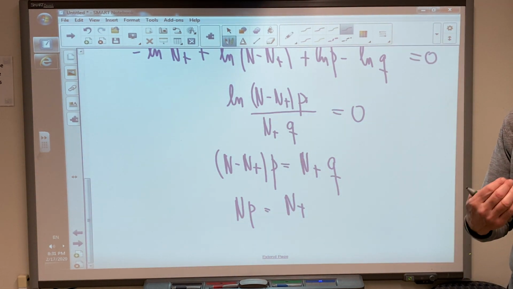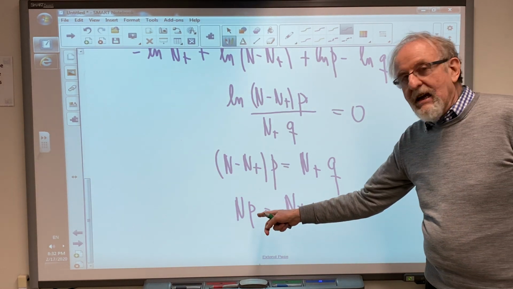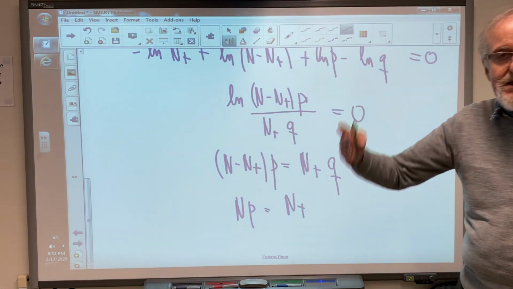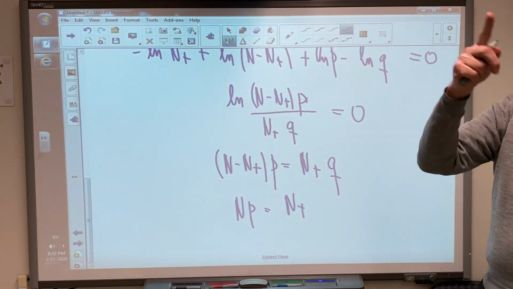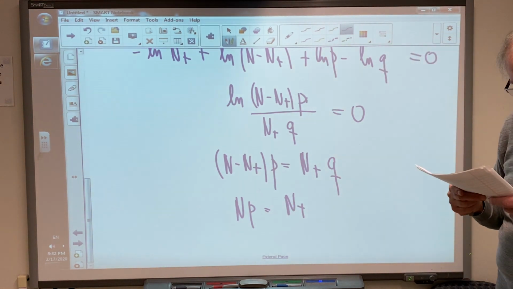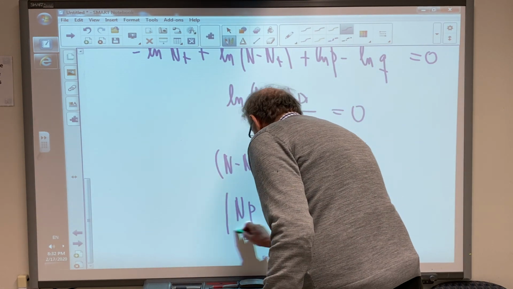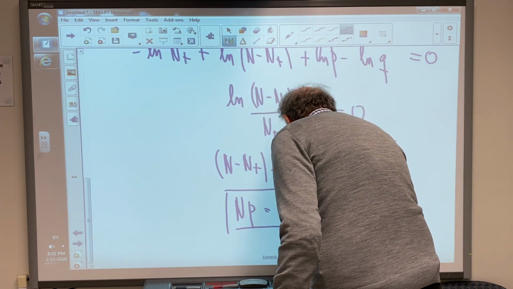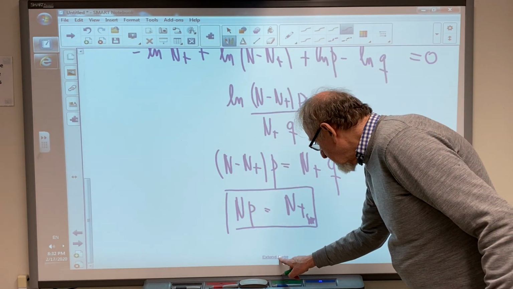Surprise, surprise, before we calculated that the average value was np. Now we see that the maximum of the distribution is exactly at the average value. The maximum of this expression is when n plus is exactly np. So that was the first result I needed, that's the maximum. So n plus maximum is np.